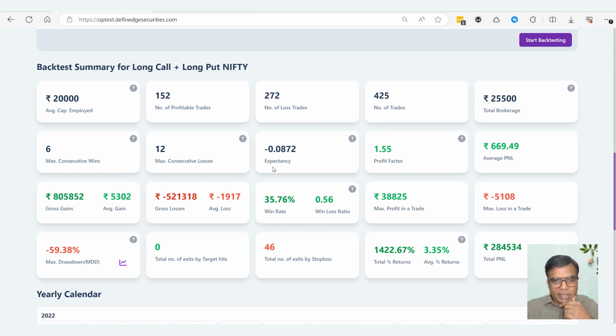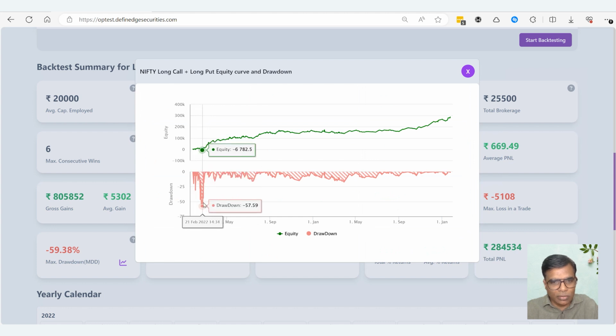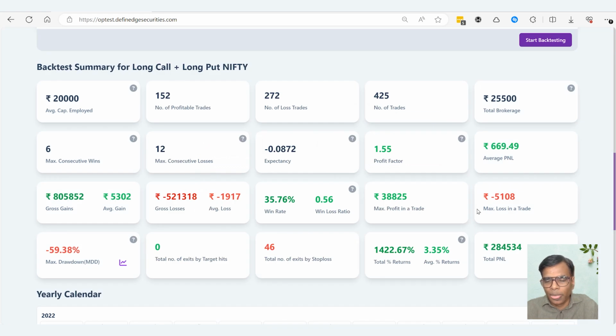Expectancy is negative, so in the long run this may not be very profitable, and usually this happens with trend following systems. Drawdown is also huge. In the early periods the drawdown is always higher because this is a trend following system, but returns are very good in this case. The number of exits by stop loss is 46 out of a total of 425 trades. The brokerage is 25,000, and the max profit in one trade is 38,000.